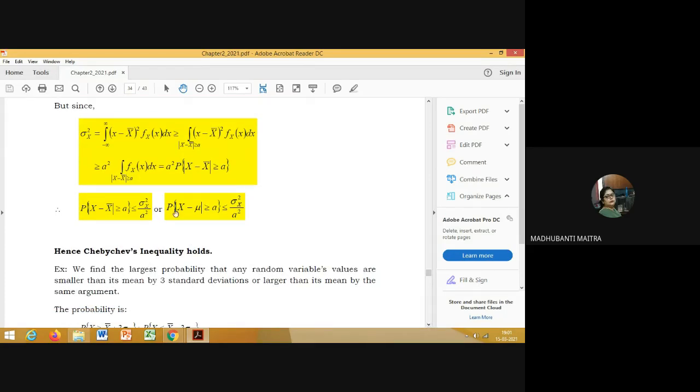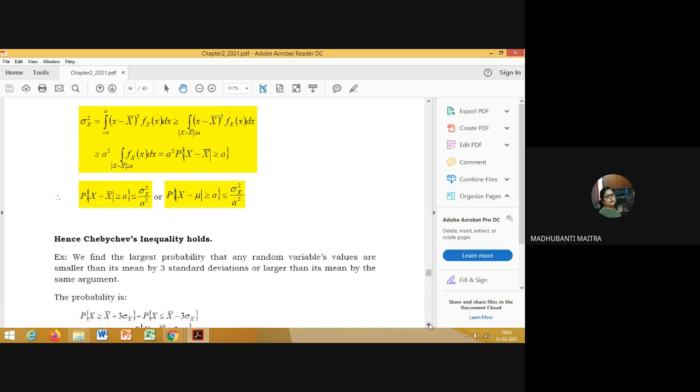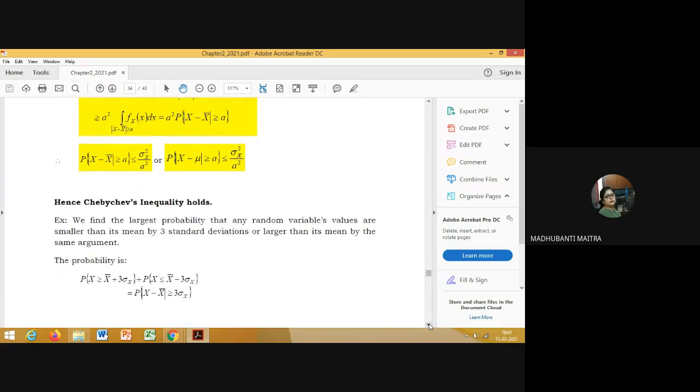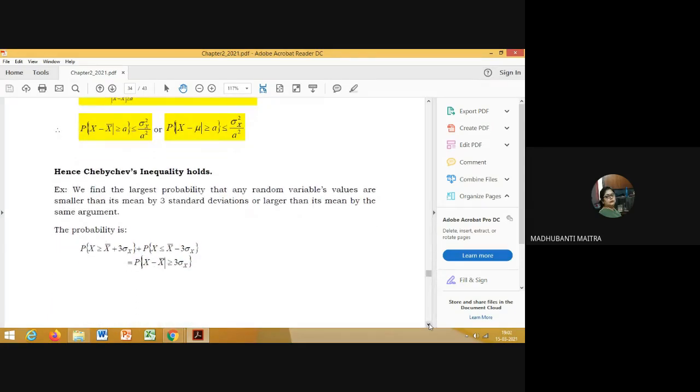So we can write that probability, this is the same expression actually, only we have replaced this x bar with this notation mu. The probability that this excursion, this deviation around the mean, will be greater than or equal to a will be less than or equal to sigma x square by a square. Hence, we have proved Chebyshev's inequality, and we have seen that Chebyshev's inequality holds.